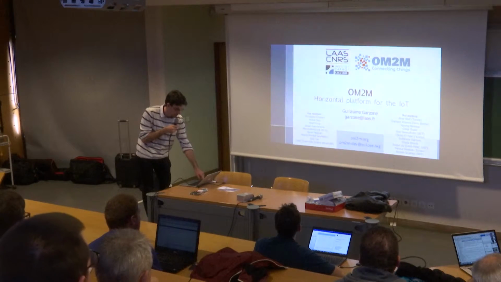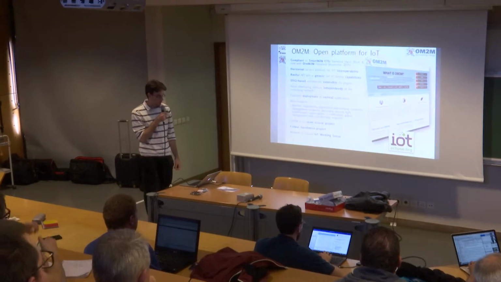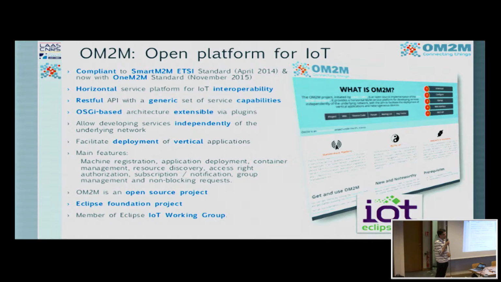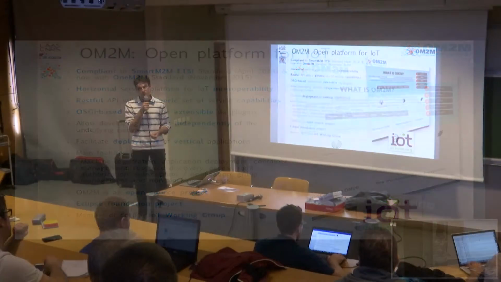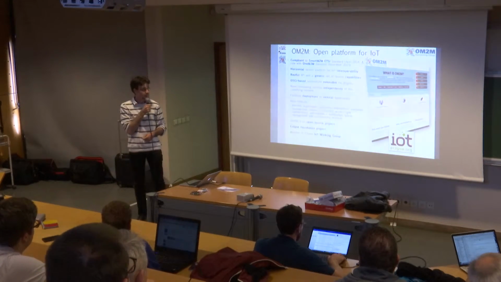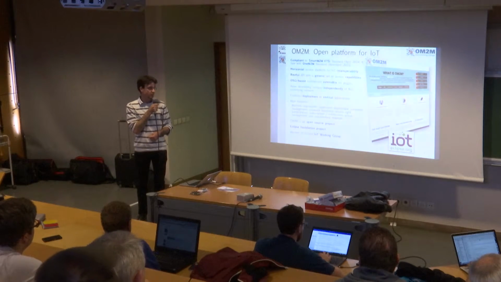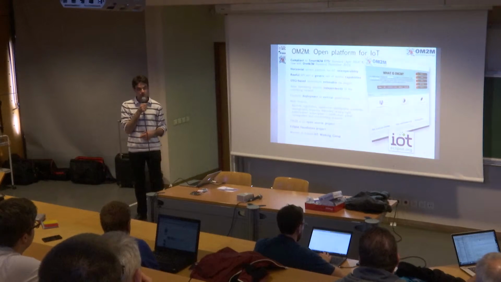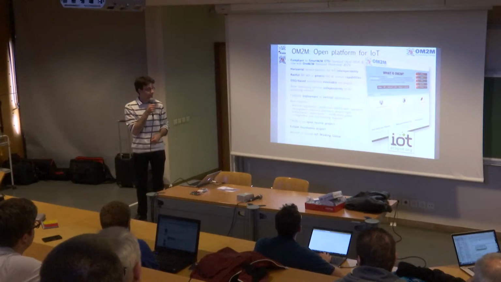So first of all, what is OM2M? OM2M is a platform which is compliant with a standard. That is to say that the APIs of the platform are standardized, so you have interoperability between the systems and between the nodes of the system. First we were compliant with the SmartM2M standard, which was developed by ETSI, the European Standards Institute. And since November last year, we are now compliant with the oneM2M standard, which is more international. I will talk about that later.